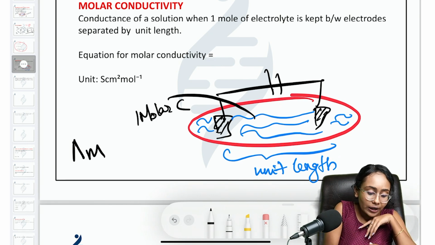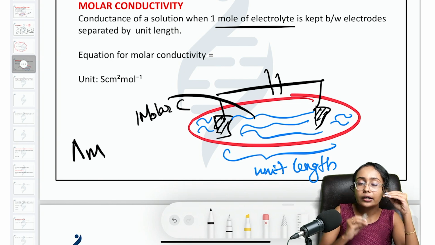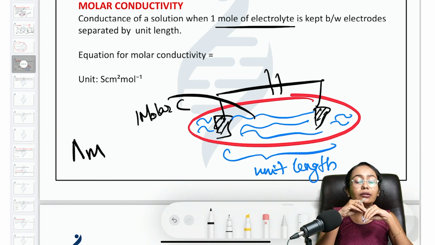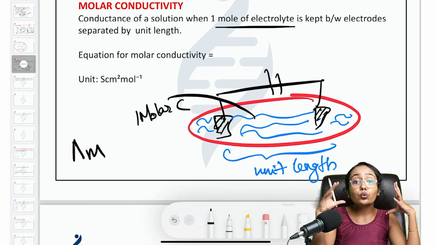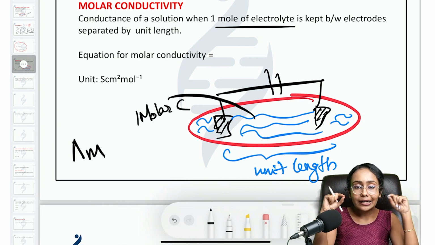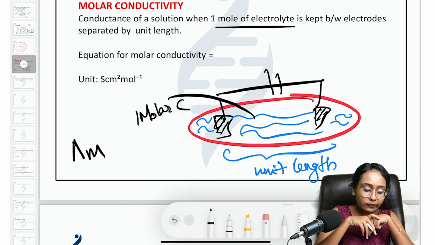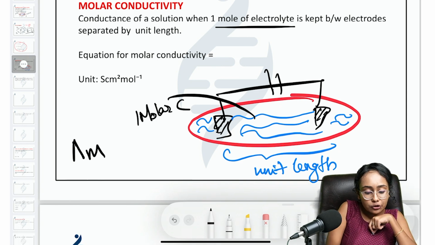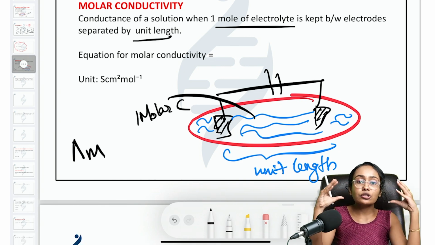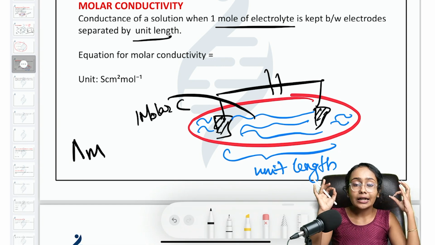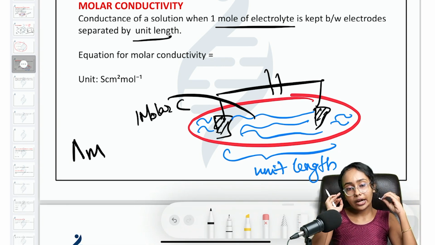Conductance of a solution when 1 mole of an electrolyte, of concentration 1 molar, is filled between 2 electrodes placed at unit length apart. The conductivity at such a condition is known as molar conductivity. The electrodes are separated by unit length and the solution used there is of 1 molar concentration.